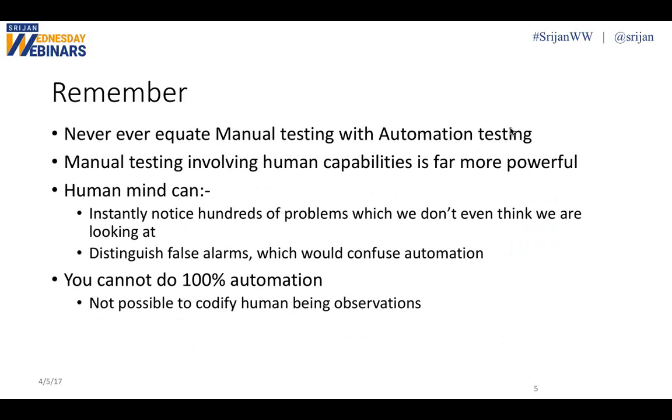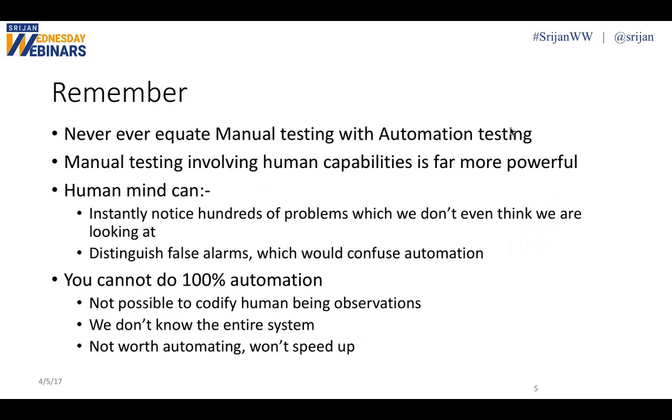The bugs are because of the unknown, which I don't know, right? So it's not possible to codify all human beings' observations, and we don't know the entire system. Plus there are a lot of changing components. We don't need to spend effort automating those changing components, because it won't actually help. We'll be busy doing automation, but the ROI of automation won't be there, because the effort we spend automating certain features which are going to change next week goes to waste.